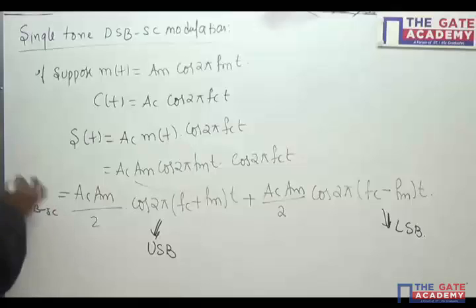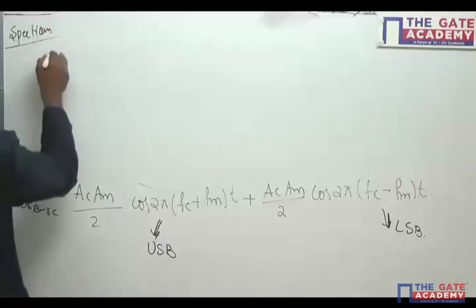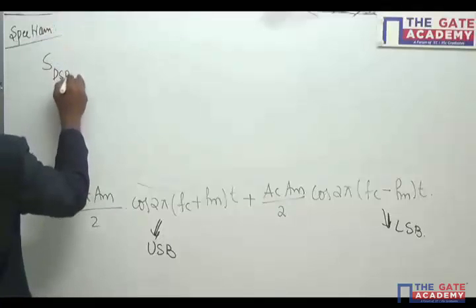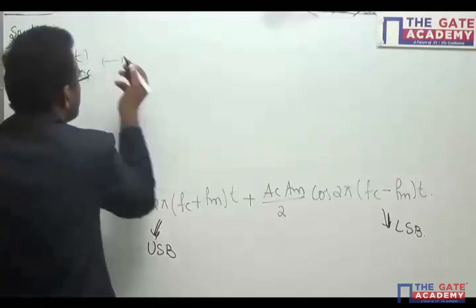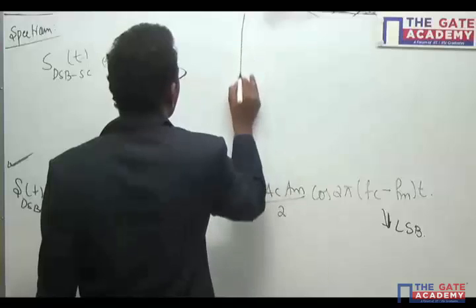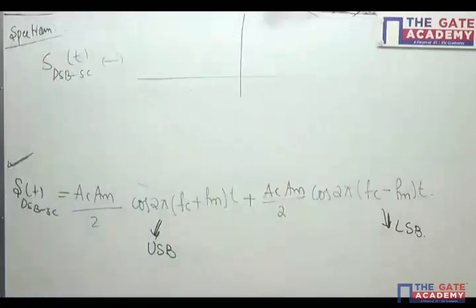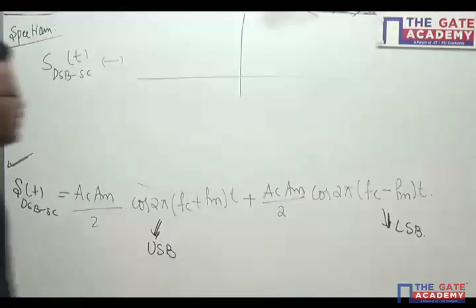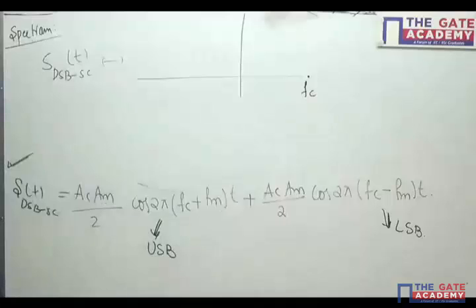Remember, the earlier one is a general expression. This is for single tone. I am directly writing the DSBSC signal spectrum. If we observe the first term or second term, both are cos functions only. Let me take this as fc. For the cos functions, how is the spectrum, I told?